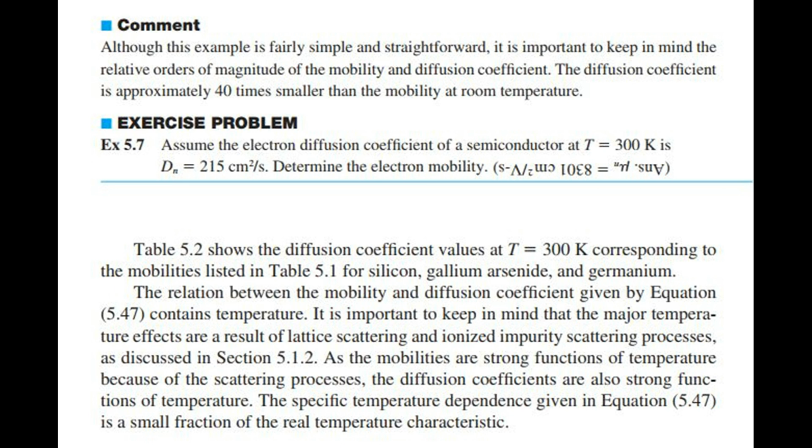The relation between the mobility and diffusion coefficient given by equation 5.47 contains temperature. It is important to keep in mind that the major temperature effects are a result of lattice scattering and ionized impurity scattering processes, as discussed in section 5.1.2. As the mobilities are strong functions of temperature because of the scattering processes, the diffusion coefficients are also strong functions of temperature. The specific temperature dependence given in equation 5.47 is a small fraction of the real temperature characteristic.